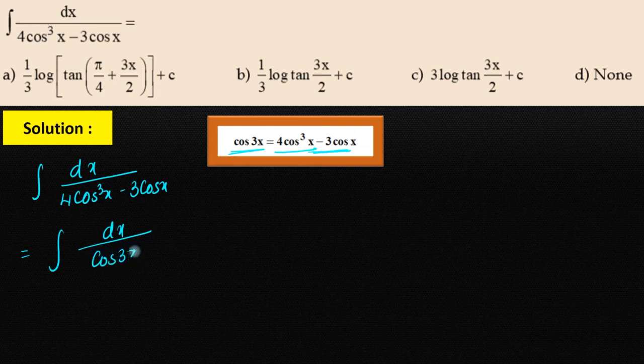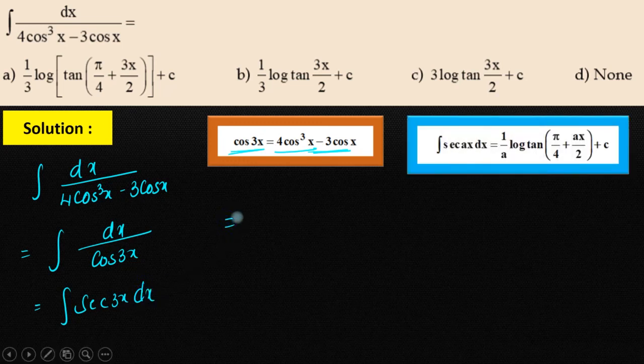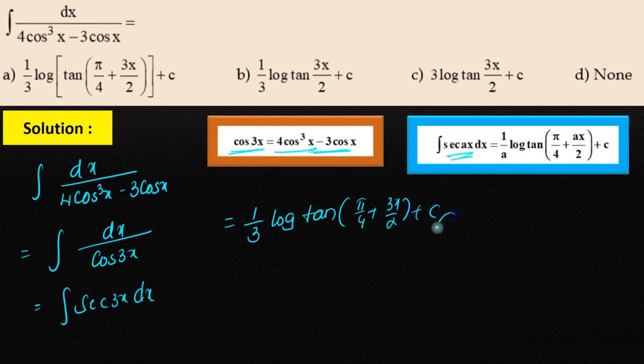So here cos 3x, this equals to integral, we know that 1 by cos can be written as secant. So here secant 3x into dx, this equals to, we know that integration of secant ax is 1 by a into, that is 1 by 3 into log of tan of pi by 4 plus 3x by 2 plus c. Therefore, the answer is option A.